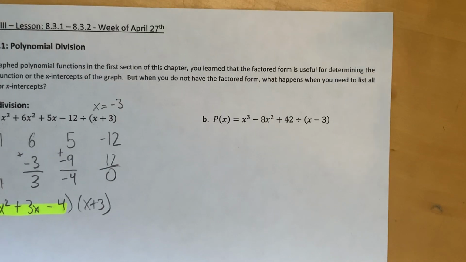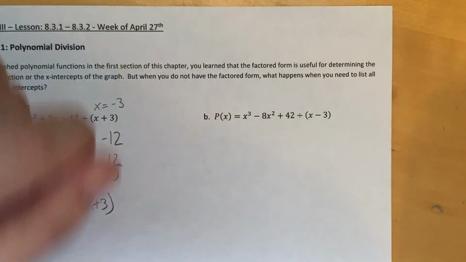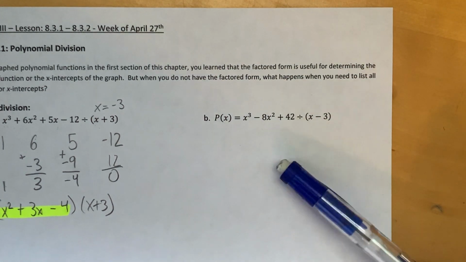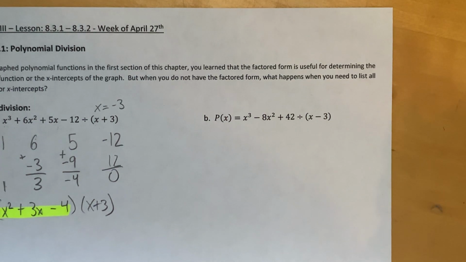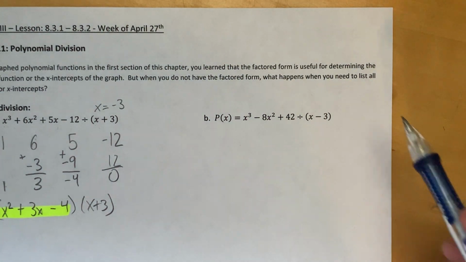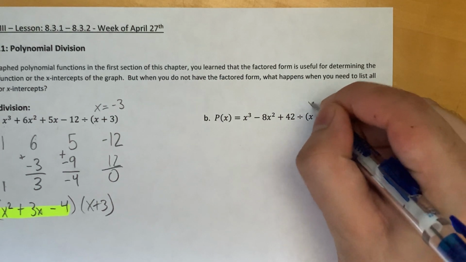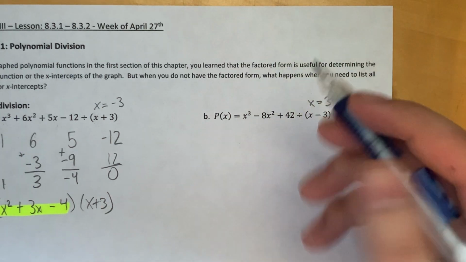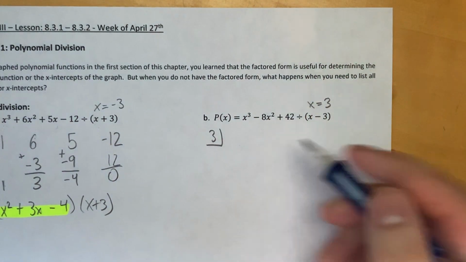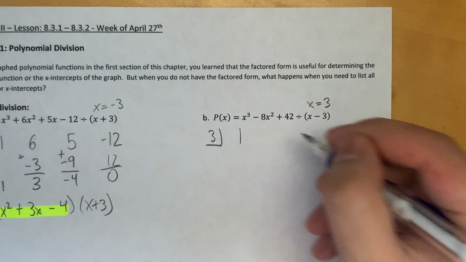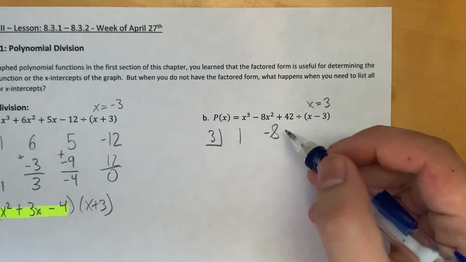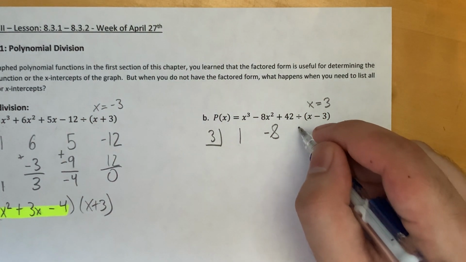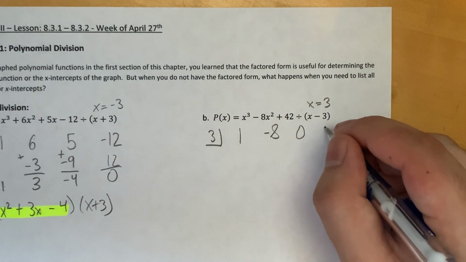All right, let's do the next one. So we have x cubed minus 8x squared plus 42 divided by x minus 3. So what is the first thing we need to do? Find out our root so we can use synthetic division, which is x equals 3, if you said x minus 3 equal to 0. So let's just write it in. Now let's put in the leading coefficients. 1, negative 8. Oh, well, we're missing an x. And we know that a 0x exists, so we're going to put 0 as a placeholder, and then 42.